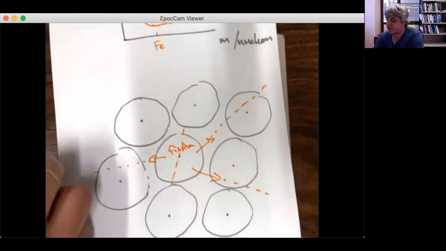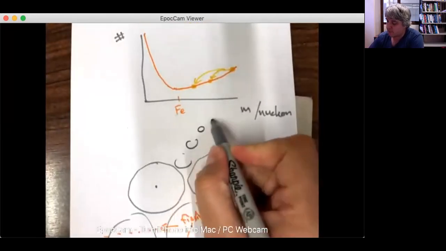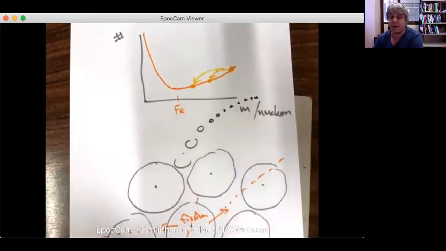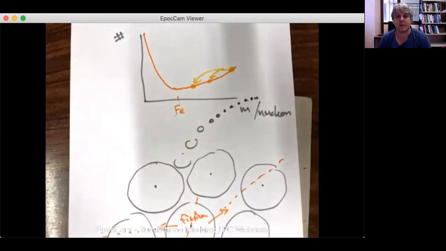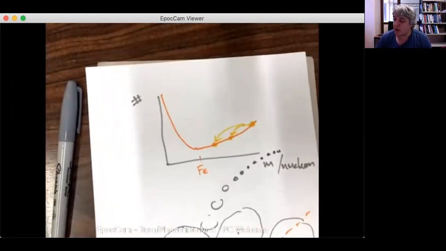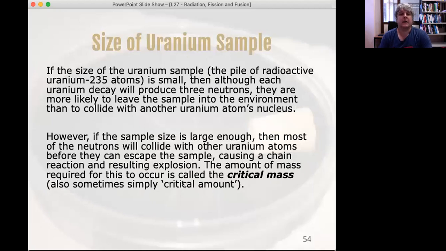Right? If this has to suddenly travel through not just these, but thousands of these atoms that stretch off into the distance before it gets out of the sample, then it's very likely along the way to hit one of those nuclei. So the bigger the sample is, the more likely that chain reaction is to occur. Hopefully that all makes sense.